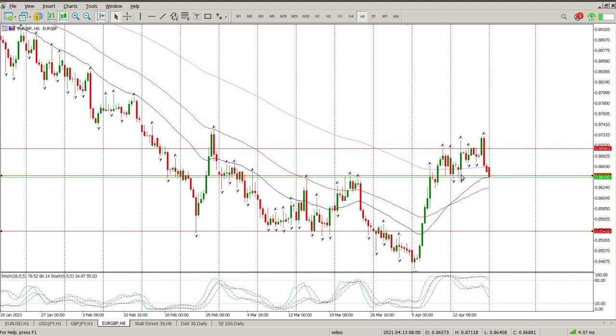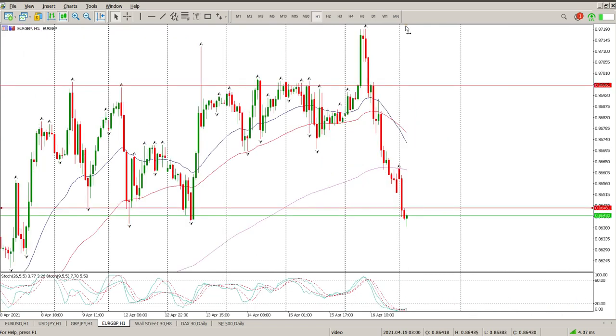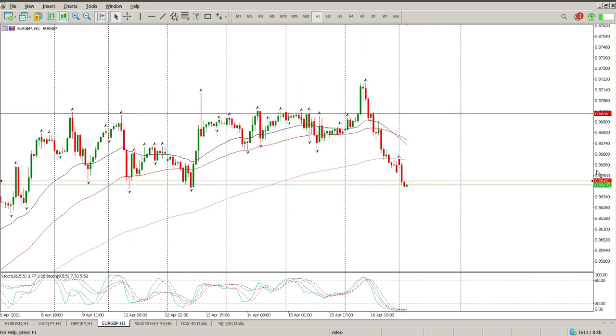So we did try here, and this area is 0.86461. So that is the first thing to bear in mind. It's a little bit of a confusing setup that we have at the moment. If we now switch to the hour, we have a death cross and we have a break of the 155 and a retest of the 155. What I don't like is the grouping of the oscillators at the moment. So we kind of still sit very wary with this.